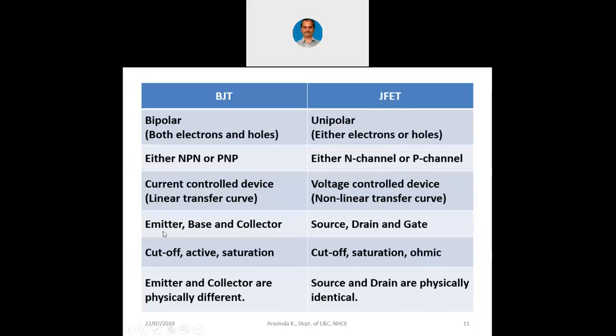And you already know BJT is having three terminals called emitter, base, collector, and JFET is having three terminals called source, drain and gate. And as you already know, BJT is having three regions of operation called cutoff, active, saturation, whereas in JFET we have three regions of operation called cutoff, saturation and ohmic. Whatever is saturation in BJT, we call it ohmic in JFET, and whatever we call active region in BJT, we call it saturation in JFET. And in BJT, emitter and collector are physically different, whereas in JFET, source and drain are physically identical.